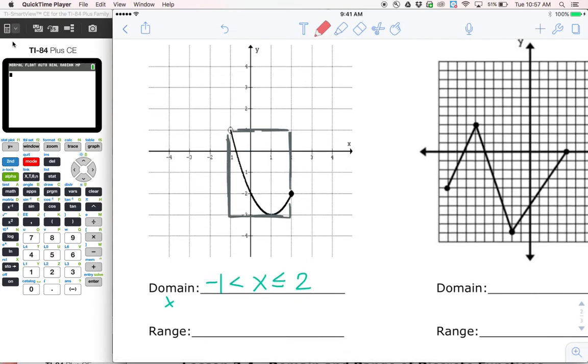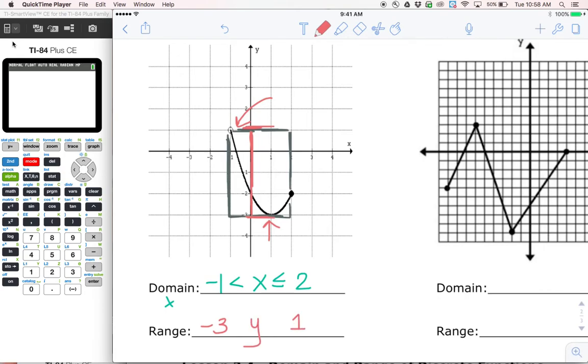Remember, we're looking at the lowest to the highest points. In this case, I'm not looking at this point for my y value. That's not my lowest or my highest y value. I'm not looking at it. I'm looking at my lowest point to my highest point, right? All the y values in between are my range. My lowest y value happens here when y is negative 3. My highest y value happens here at an endpoint when y is positive 1.